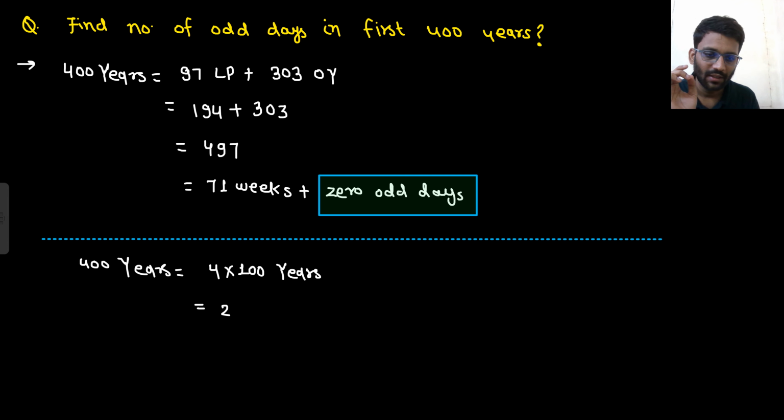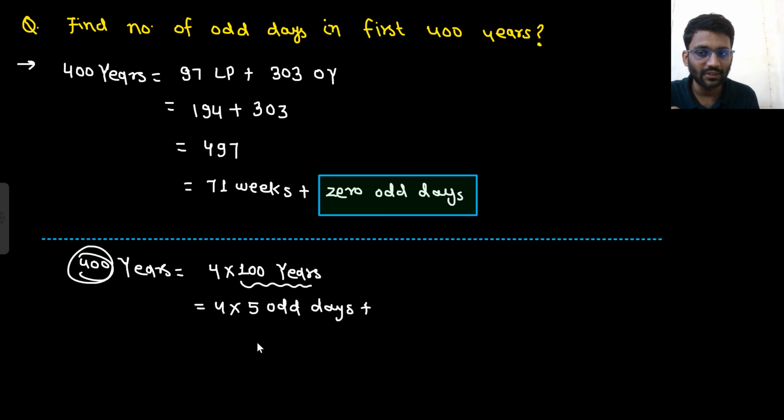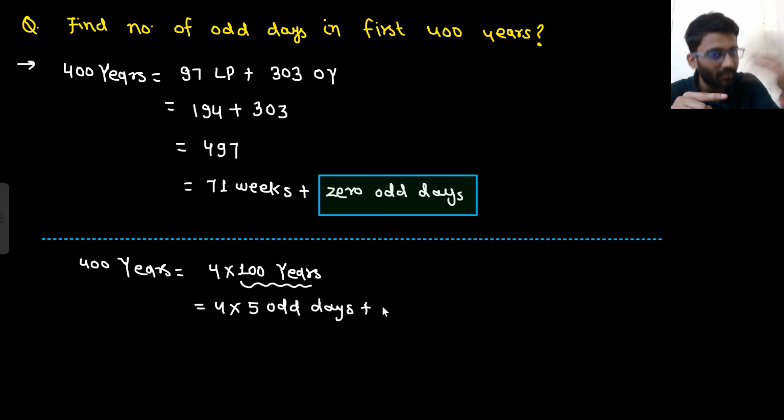What I mean to say? 4 into 100 years. How many odd days are 100 years having? 5 odd days. Every 100 years you are having 5 odd days. Right? Plus one more day I will add, because 4000 itself is a leap year. That means that will add up one more day.